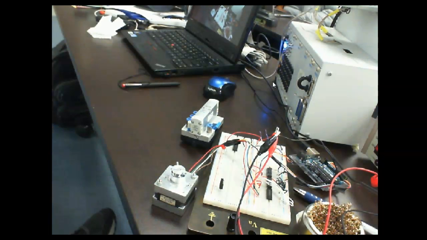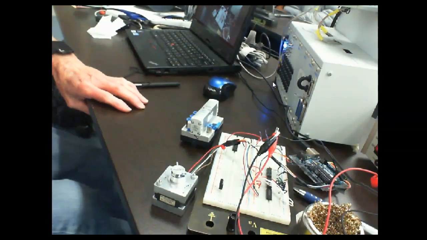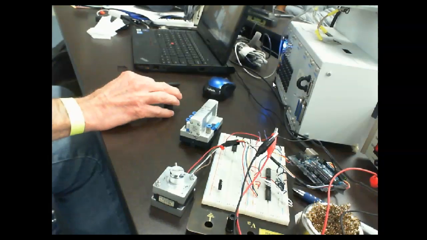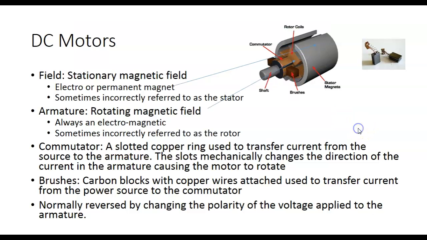So this is the way we create motion with electricity. This is the way all electrical motors work. It works on the attraction and repulsion of a magnetic field. One of the fields has got to move.